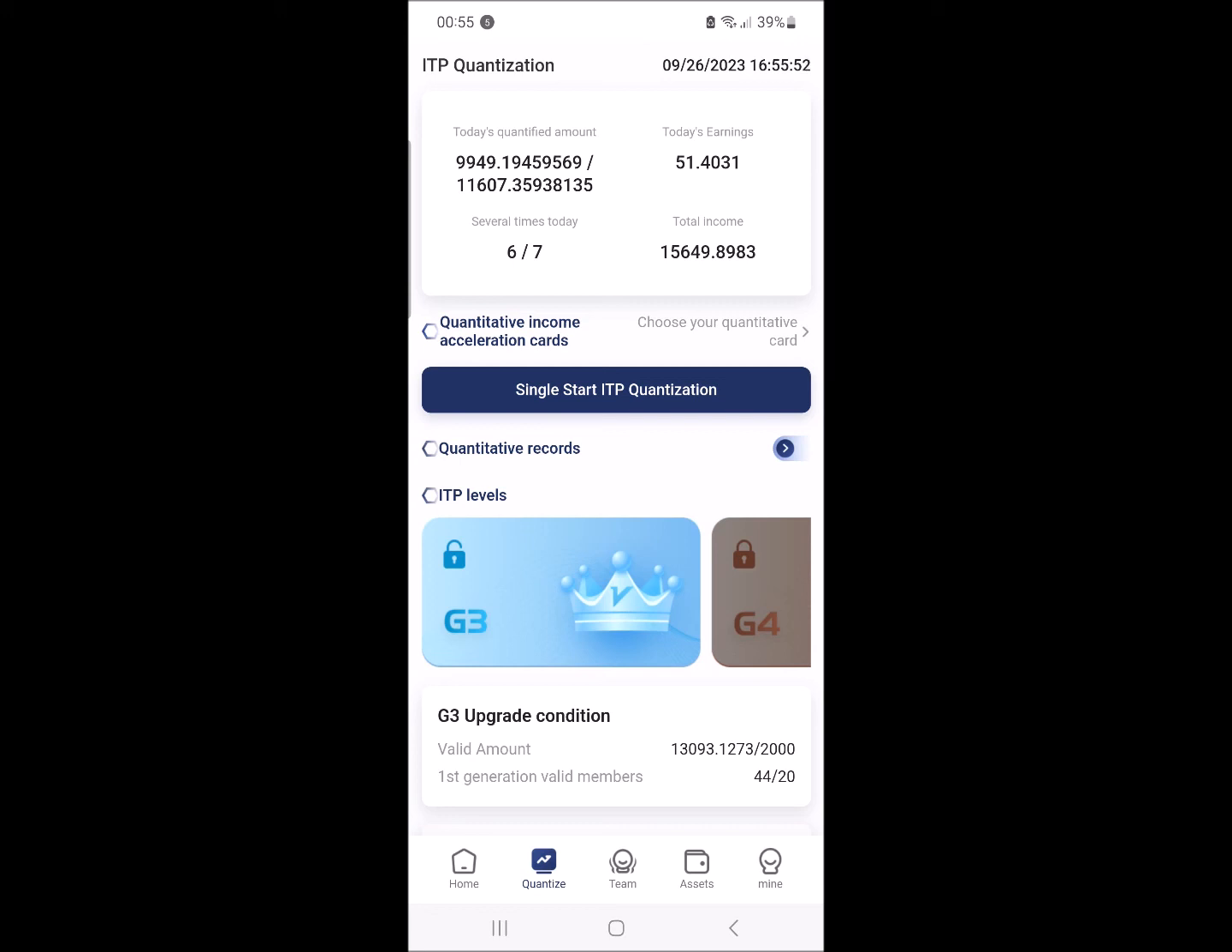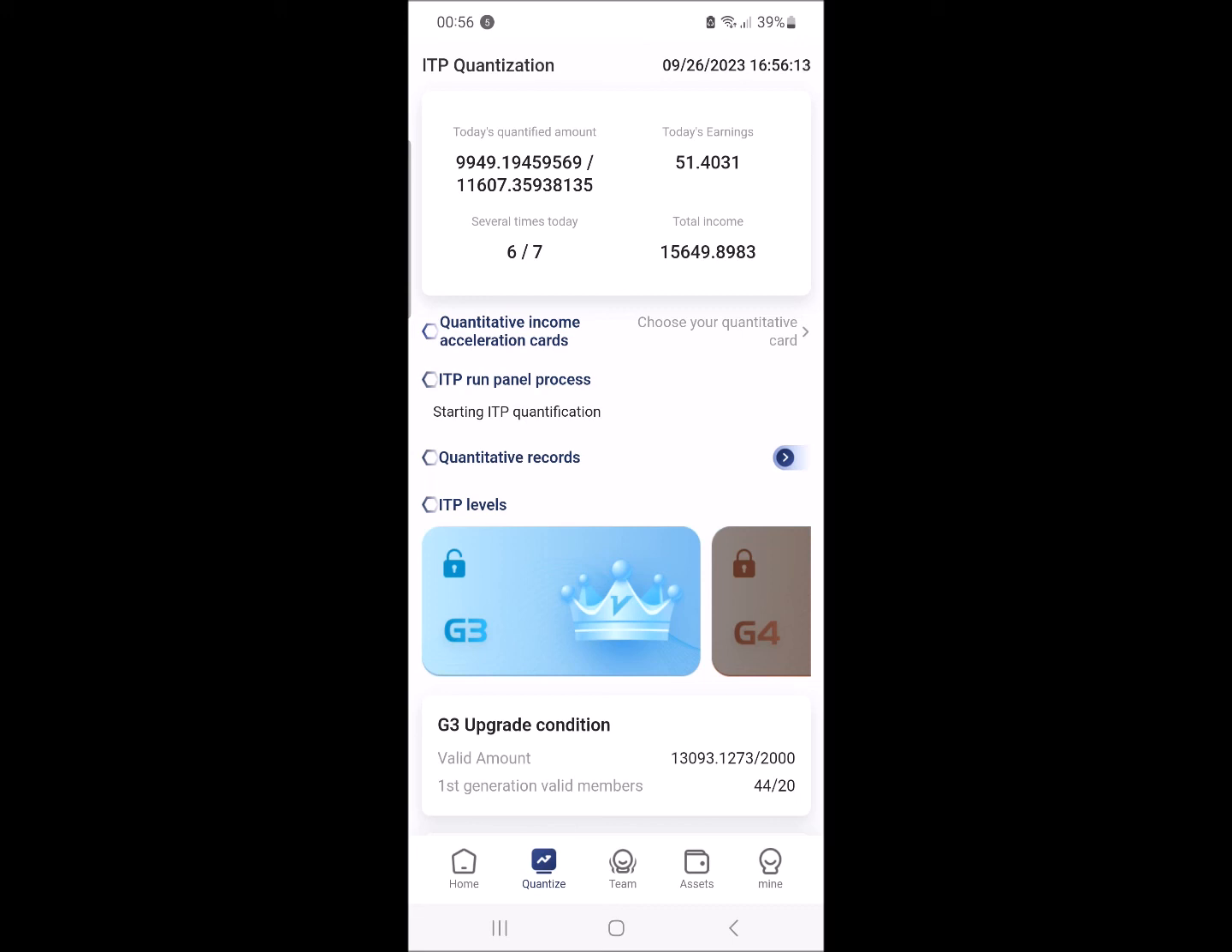Now at the top of the page, under today's earnings, it's just made me $51.40. Where it says "several times a day," you'll see that's gone down to 6/7, so I've got 6 trades left. So we'll just do another one. Okay, so we're starting the quantification process.